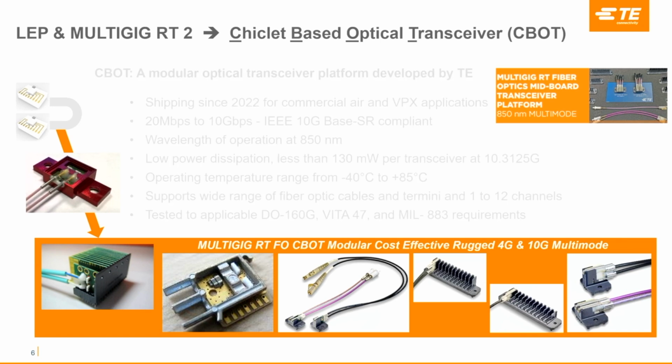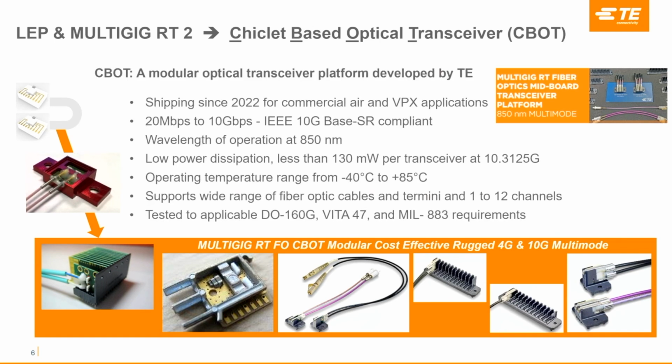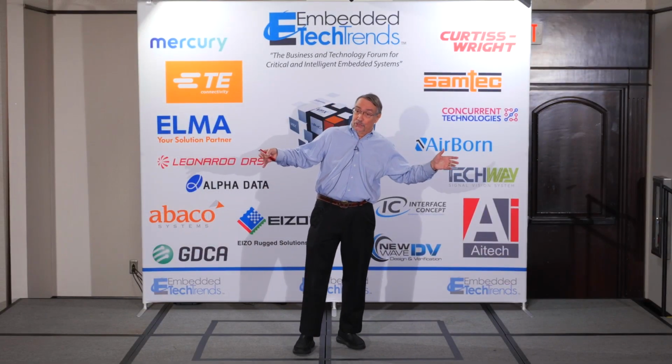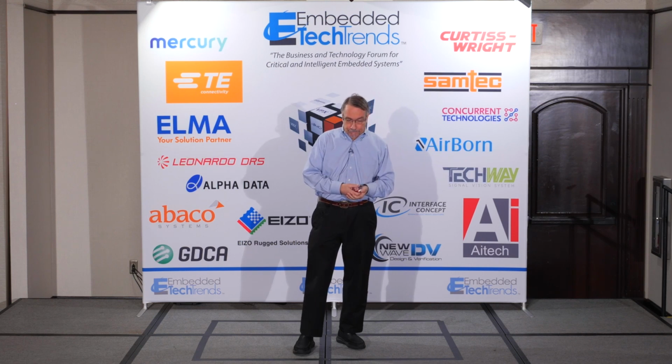So this summary of the product line just popped up on the slide. We've been shipping this to our development partner customers since about 2022 now. It's primarily been commercial air, but there's one VPX application I'll show you in a second. It's capable of running anywhere from 20 to 10 gigabits per second. It's a multi-mode system. Most of these platforms are small enough that you don't need the distance you can get out of single mode fiber.